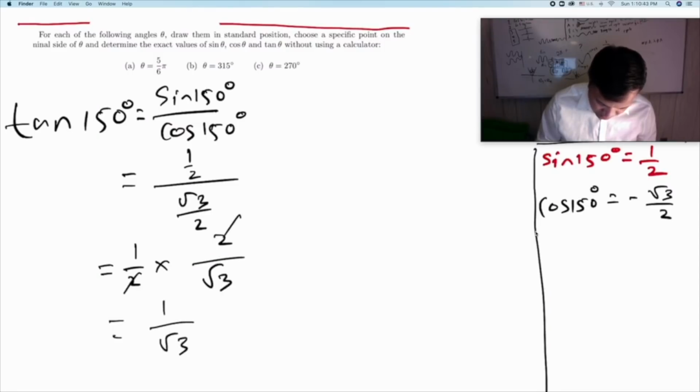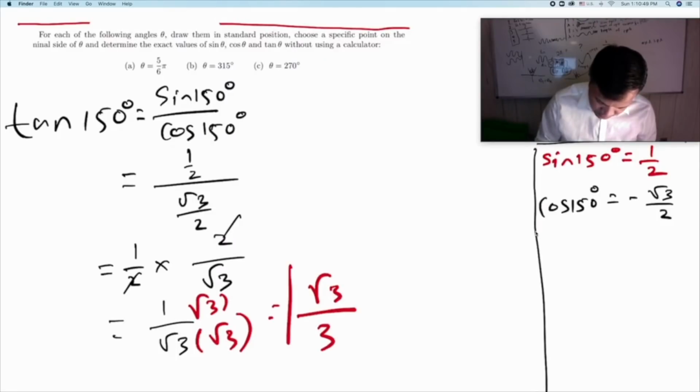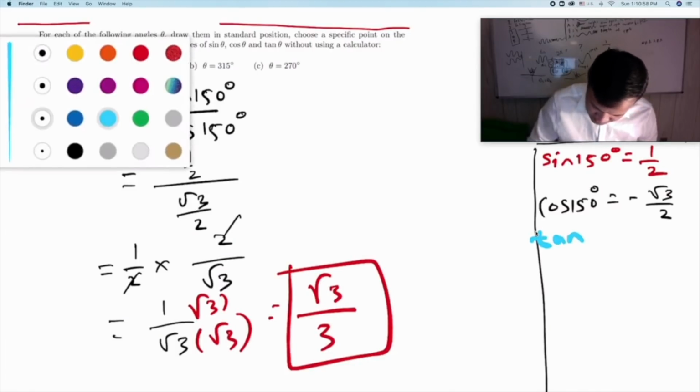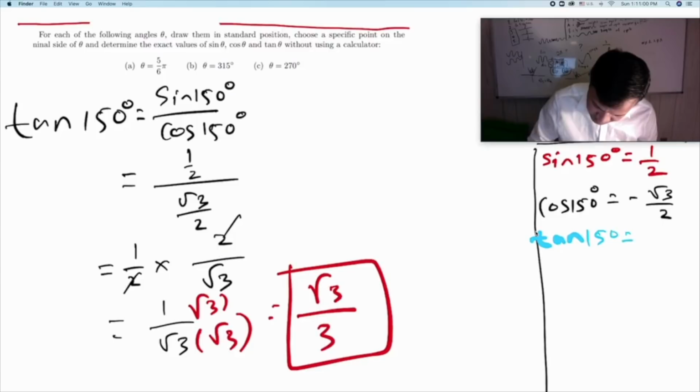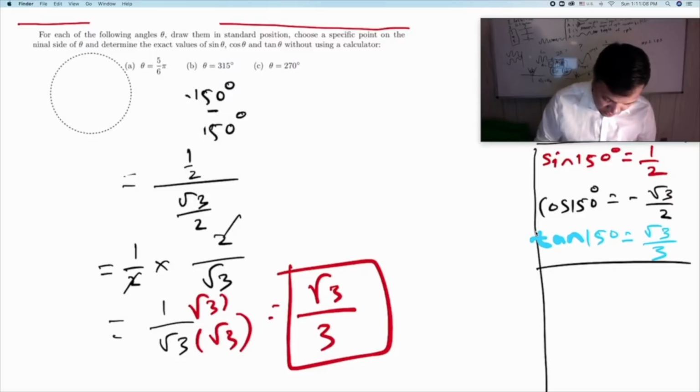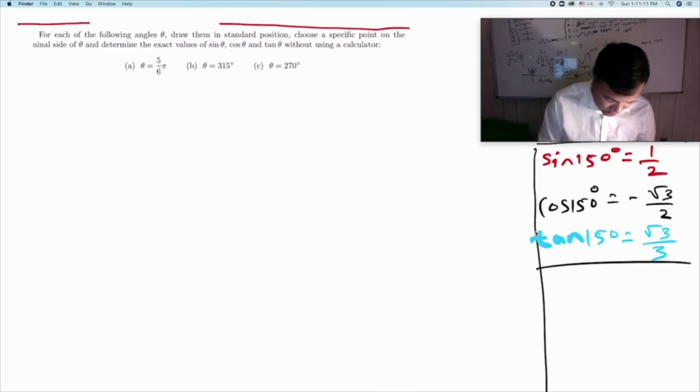Now I have to rationalize it. Multiply by the square root of 3 over the square root of 3, and that gives us the square root of 3 over 3. So tangent 150 is the square root of 3 over 3. Alright, we are done with the first one. Now we're going to do the second one.